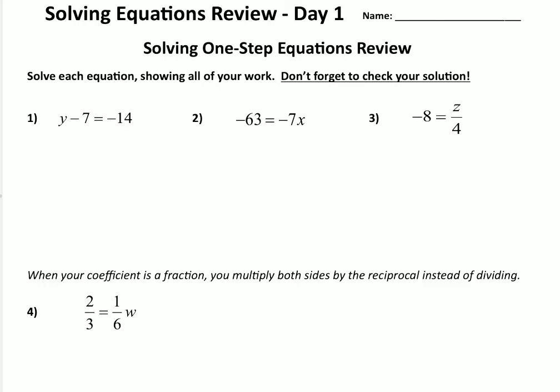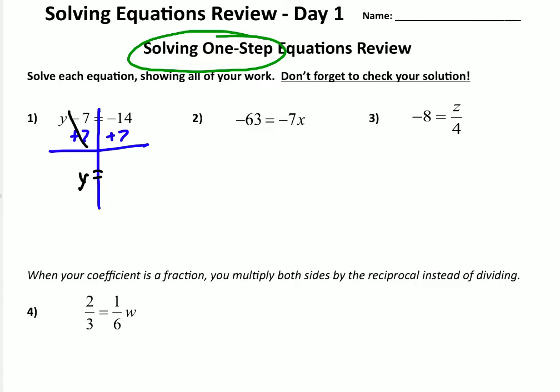So first ones are our one-step equations. This is where only one thing happened to our variable, so we just need to undo that one step. So I always like to start with drawing my line down through my equal sign. I focus on the variable y. What did they do to y? Well, they subtracted 7. So the opposite of subtracting is to add 7. So I'm going to add 7 to both sides. Adding and subtracting 7 becomes 0. They cancel each other out, so I'm left with y. Negative 14 plus 7 is negative 7.